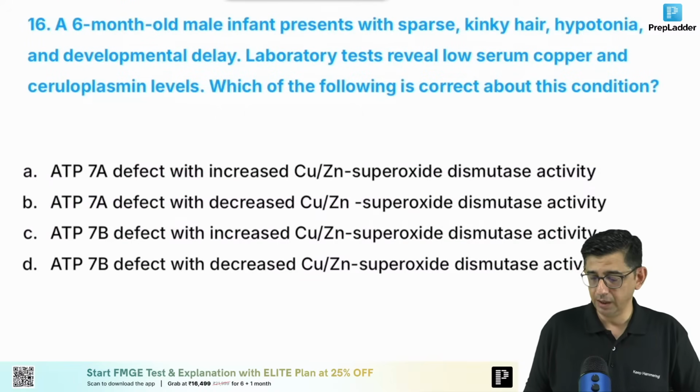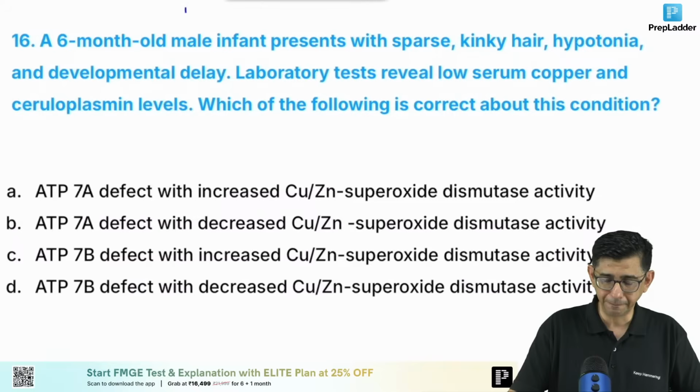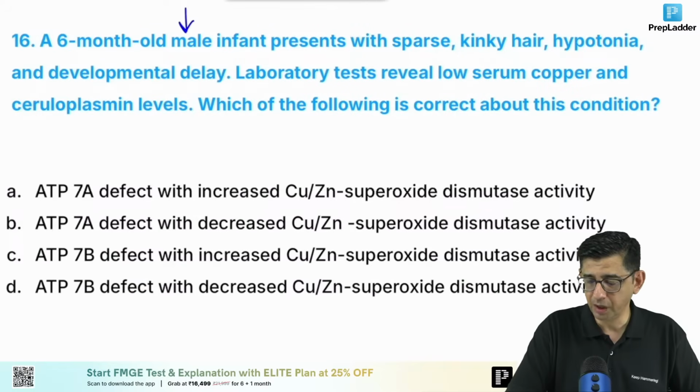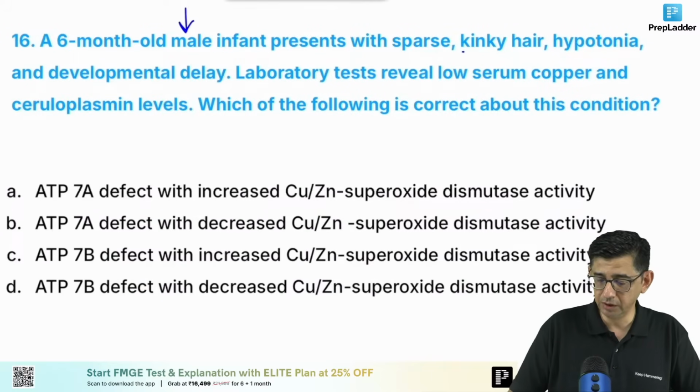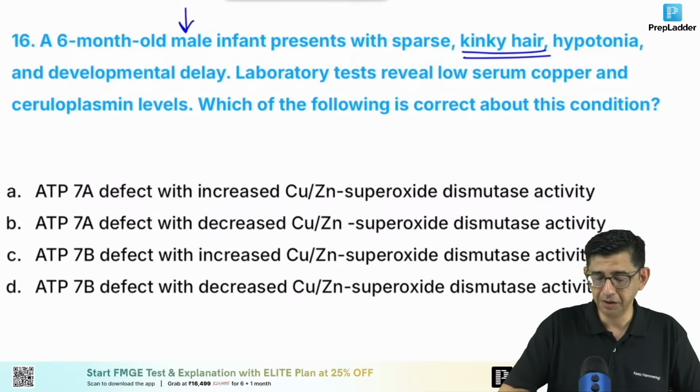A 6-month-old male is having sparse kinky hair. That's one of the keywords in the question that you always pick up. Kinky hair, developmental delay, and a low serum copper. So we are talking about Menkes disease.